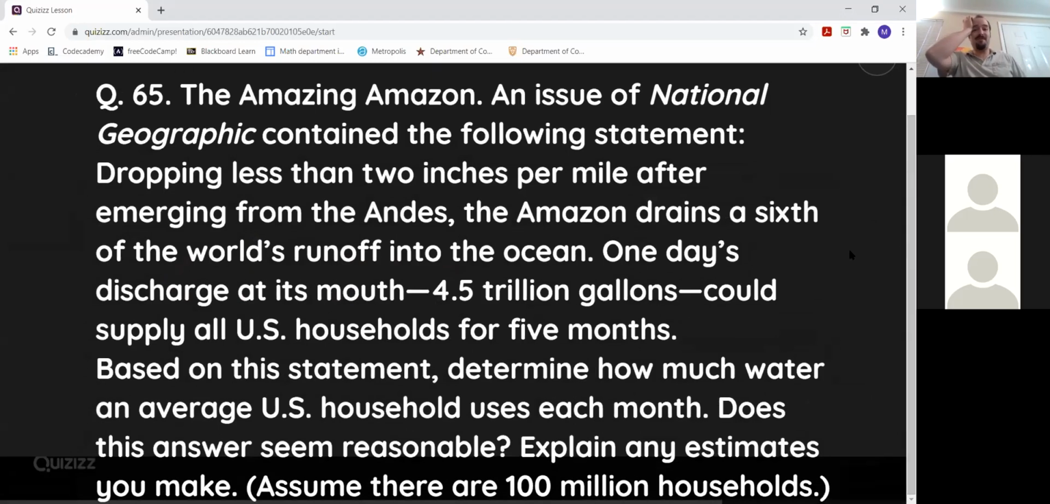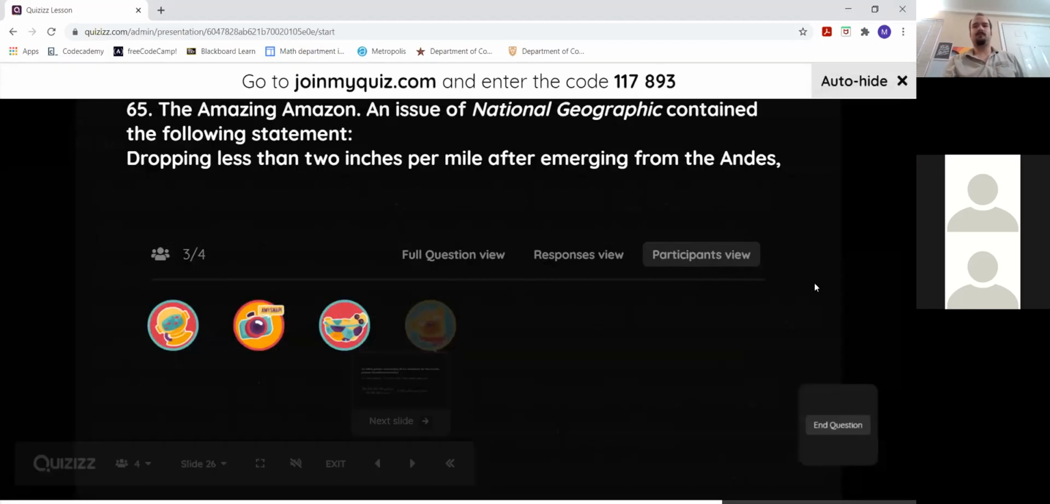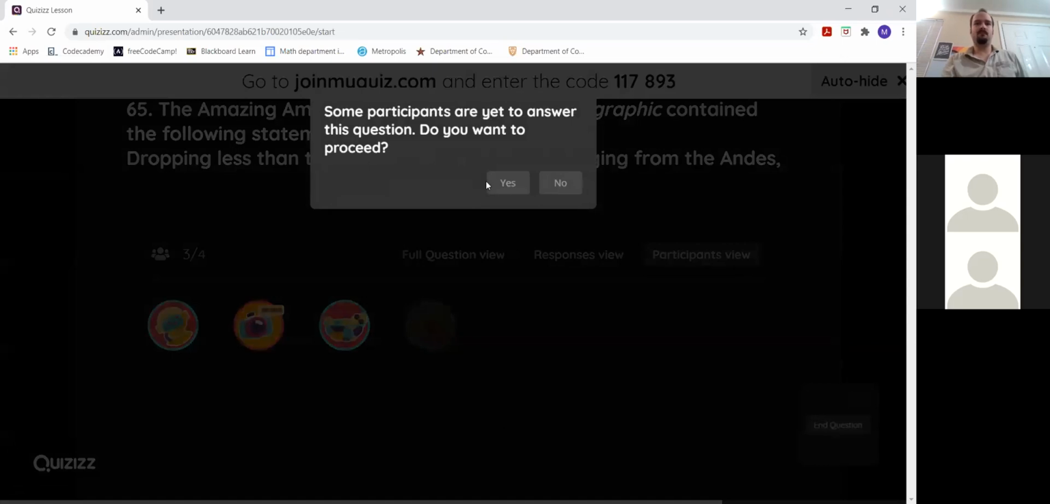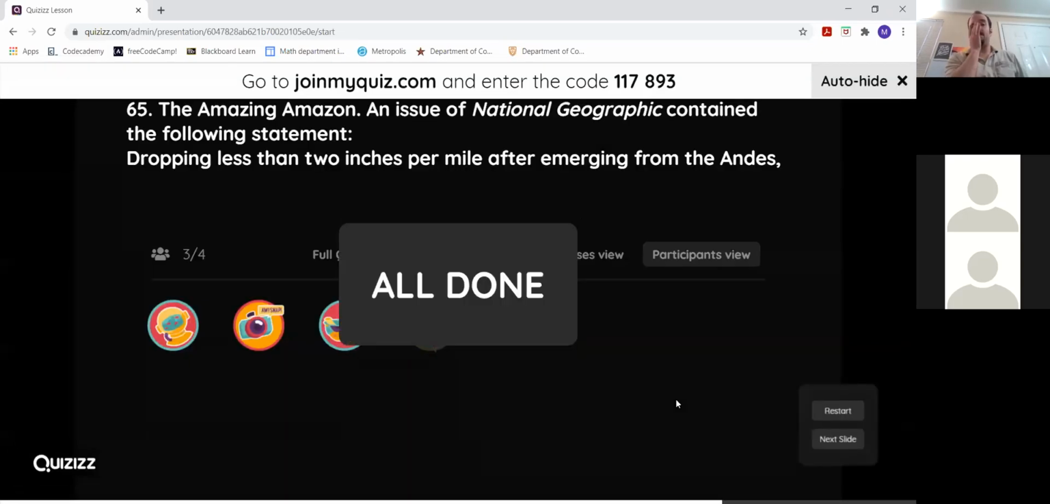So 4.5 trillion, you divide it by 5, you divide it by 100 million. What are you getting? That's what we're doing here. They're talking about this is enough for 5 months. So if we want to know per month, we're dividing this. If we want to know each household, and there's 100 million households, then we're dividing by 100 million. So we should be getting 9,000 is what it should be.